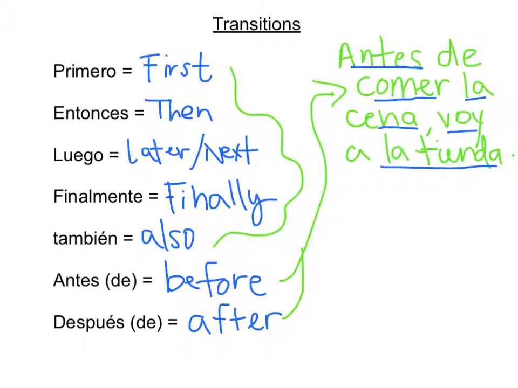So antes de comer. Please notice that you don't conjugate the verb comer here. When you're using de, an infinitive verb follows. Remember, the infinitive are the ones that end in ar, er, or ir. You don't conjugate them. So antes de comer.